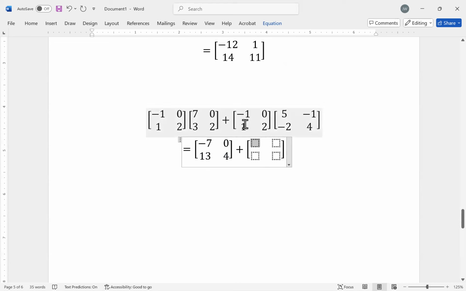In the next multiplication, -1, 0 times 5, -2. -1 times 5 is -5. 0 times anything is 0. So I get -5 as my 1, 1 entry. -1 times 1 plus 0 times 4 is a positive 1. So that's my 1, 2 entry.